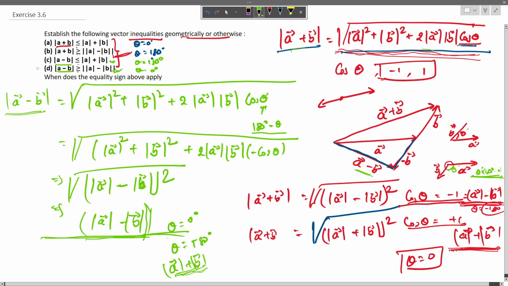Now if the vectors are pointing opposite to each other, the magnitude of the difference of the vectors is equal to the addition of the independent vectors' magnitudes. And if both of the vectors are pointing in the same direction, now the difference is going to be equal to the difference of the independent vectors' magnitudes if they are pointing in the same direction.